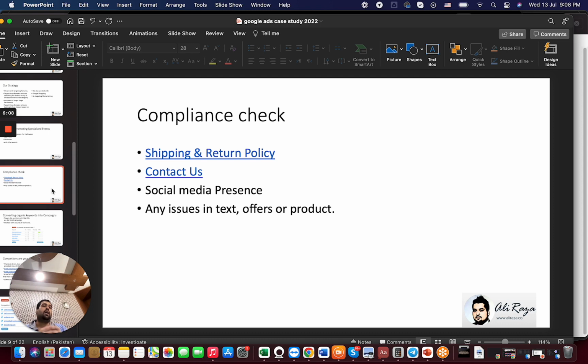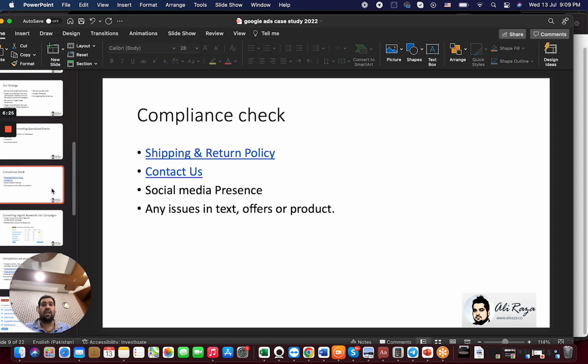Then we did a compliance check that the website follows the necessary policies regarding Google Ads, because Google Ads has specific terms and conditions. For instance, here Google usually wants to make sure that the website has a shipping and return policy in case a customer does not get the product.